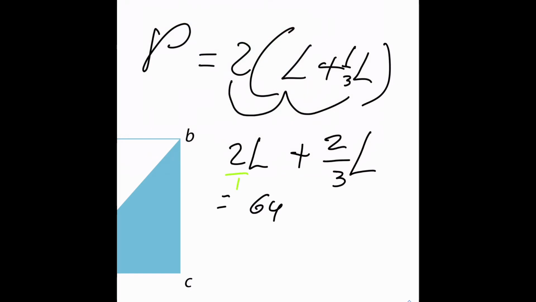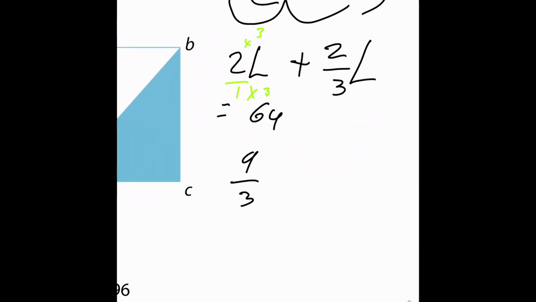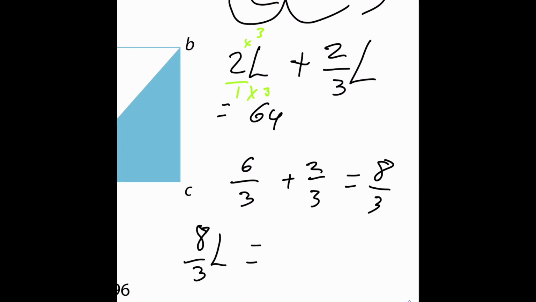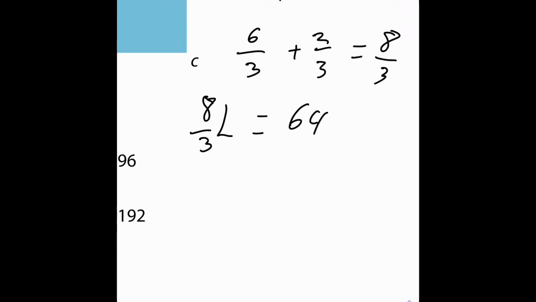So that means to match, we need to multiply up and down by 3 so that we can match the denominators. Now we have 6 over 3 plus 2 over 3, which is just 8 over 3. So 8 over 3 L is equal to 64, right? Because that's the whole perimeter. Okay, now to find L, we divide both sides by 8 over 3. Now when you get anything that looks like this, remember the reciprocal.